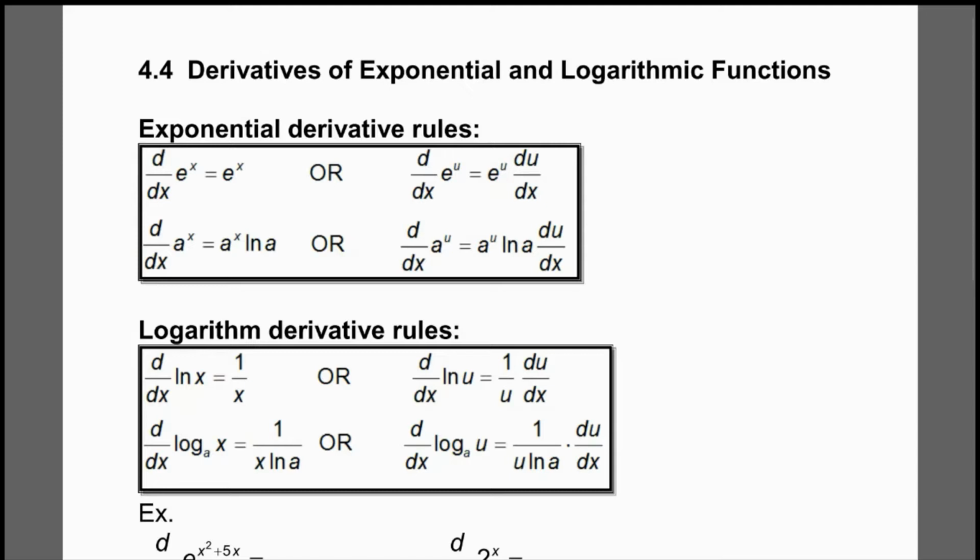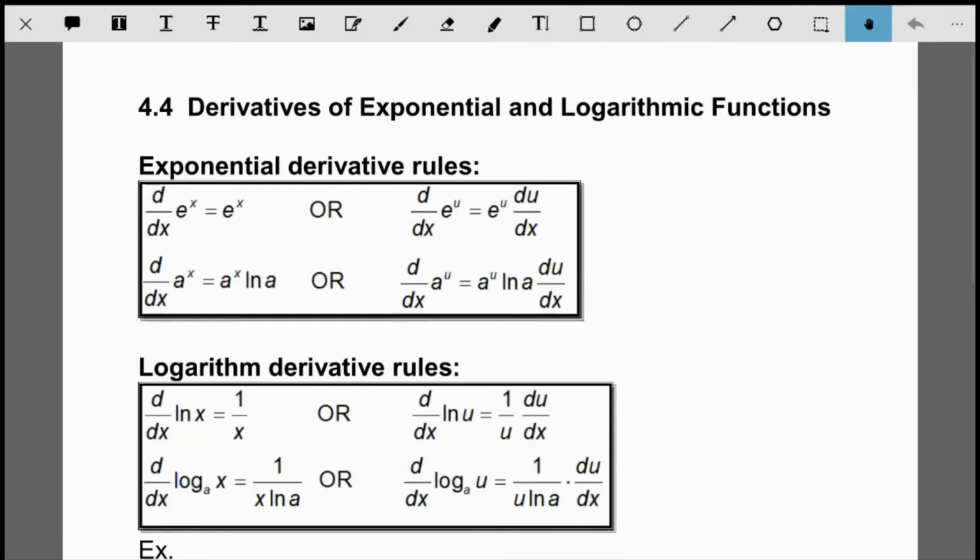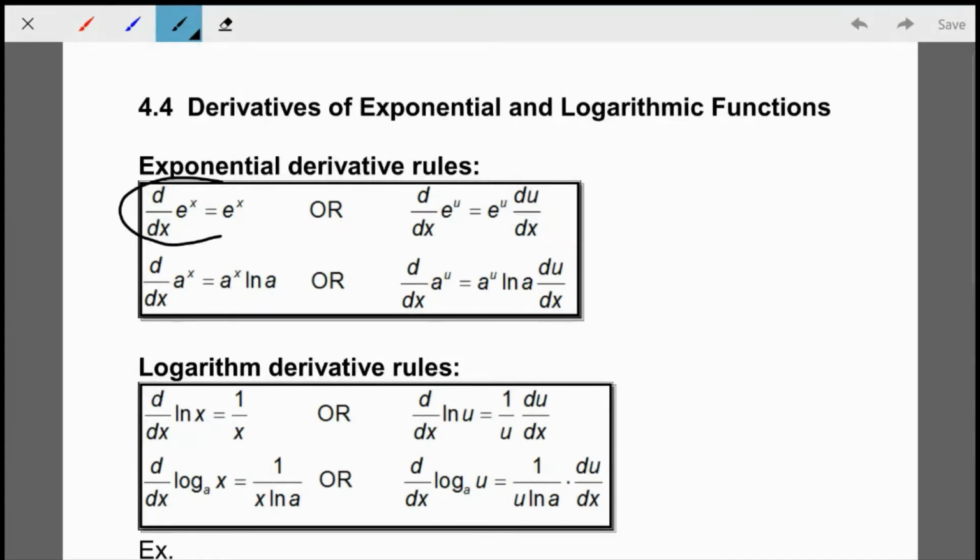Now, this looks like a bunch of new rules, and there's really only a couple rules here that you're going to have to remember. And a couple of them are special cases of the rules that you're seeing. So you can see with these exponential derivative rules, the most common one that we're going to see is the derivative of e to the x is e to the x. Now, that can be proven using the definition of derivative, but in terms of how we are going to see this, usually we're going to see it in this form. The derivative of e to some power u is equal to e to the u times du dx, just using the chain rule.